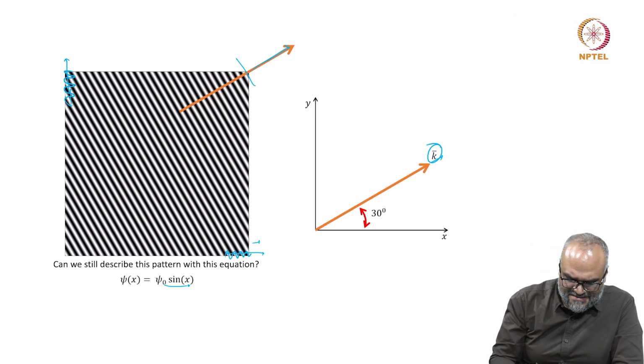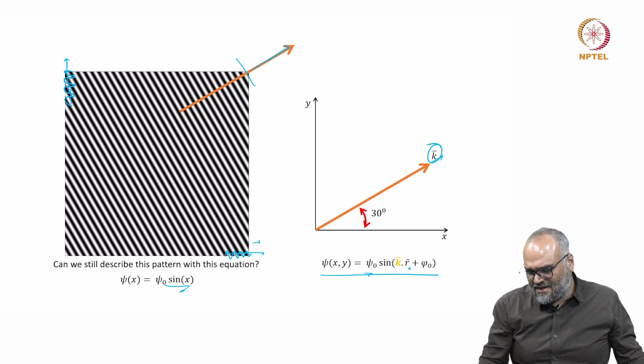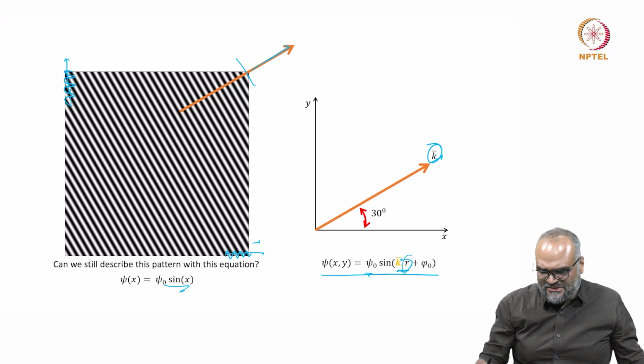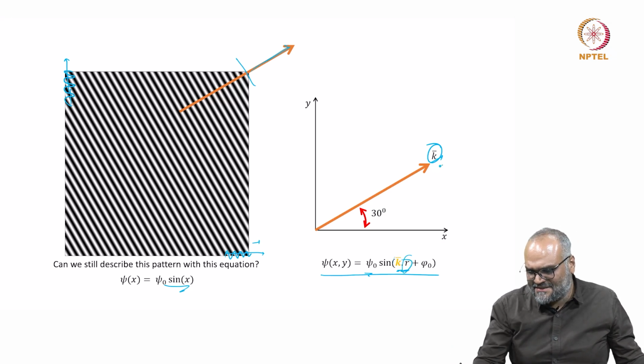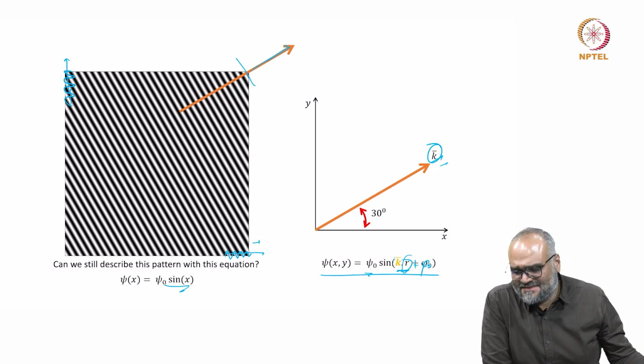If I give this wave vector, or the wave front, as some vector k bar, I can now modify this equation by writing psi of x comma y as psi naught sine of k bar dot r bar, where I can write r bar as the position vector and k bar as this particular wave front, plus some value of phase psi naught.